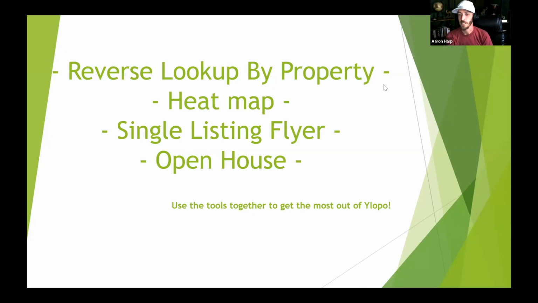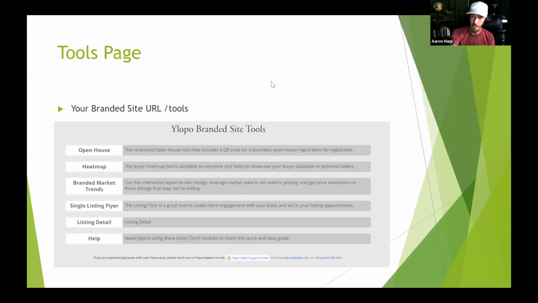Now, first, we're going to take a look at the open house tools because it is going to be the one that is separate. So in order to get there, you're going to want to go to your branded site URL /tools. So if your branded site URL is Joe Schmo Real Estate, then you want to go to joeschmorealestate.com/tools. When you go to that, it's going to pull up these several options for you.